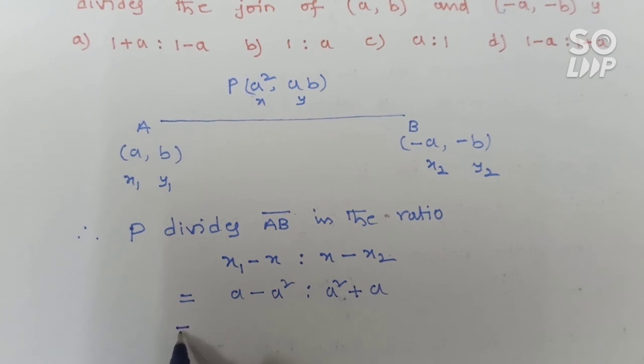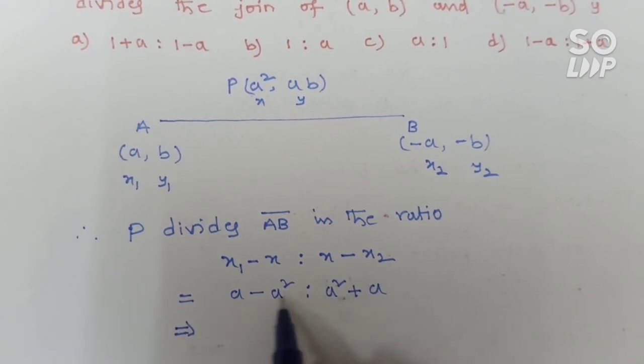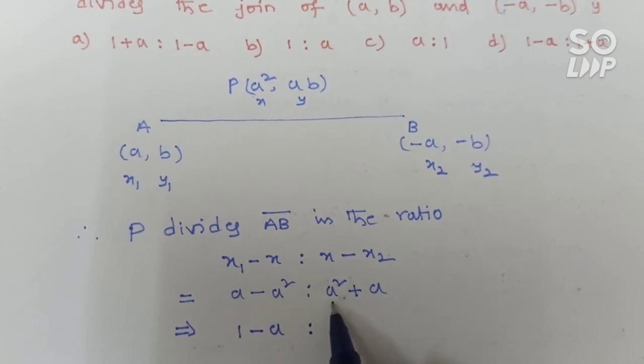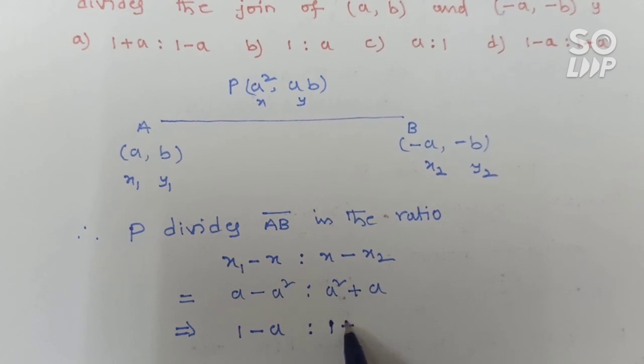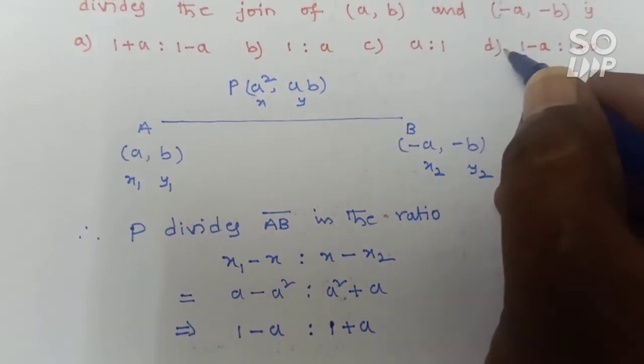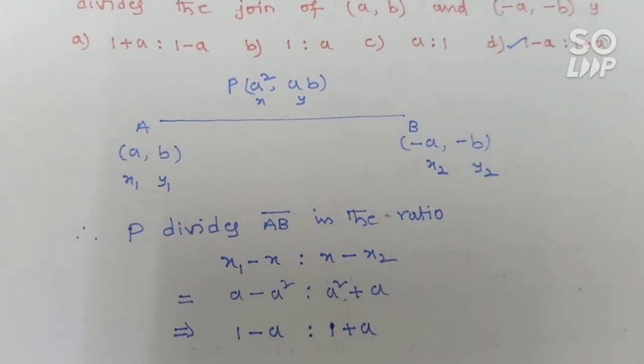Now in this one you can divide, a is common, that means the ratio is 1 minus a is to a plus 1, or 1 plus a. This one you can write as a plus 1, or 1 plus a. So what is the correct option? D is the correct option. 1 minus a is to 1 plus a.